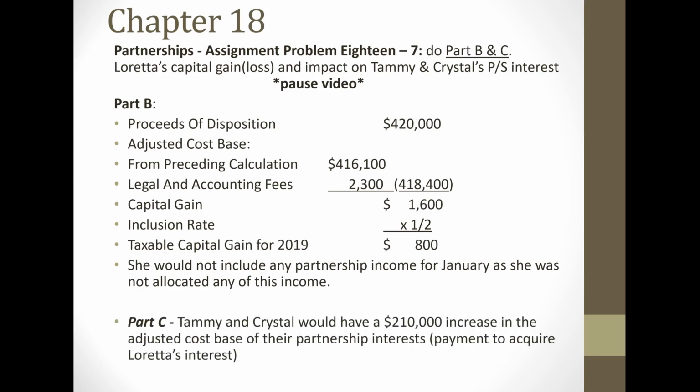Part C, now because Tammy and Crystal are paying $210,000 each, their adjusted cost base of their partnership interest will increase by that amount. So Tammy and Crystal's adjusted cost base of their partnership interest, each of their partnership interests will increase by $210,000 because that's the amount they're paying in order for Loretta to withdraw from the partnership.